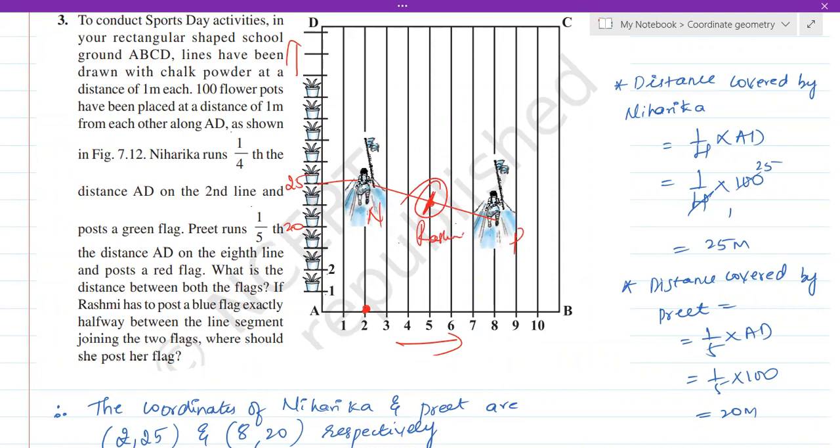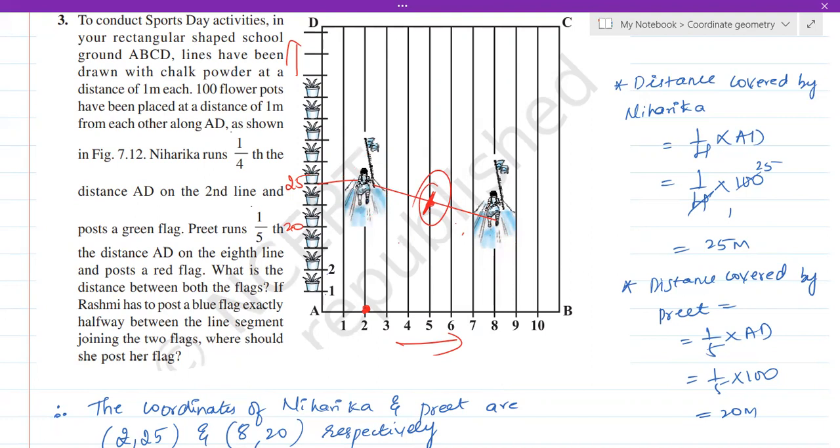So let me repeat it. It's very simple. In the question itself they asked where the flag should be posted, and it is given that it should be posted exactly in the middle. And we have to find the coordinates. To find the coordinates of this midpoint, first we have to find the coordinates of Niharika and Preet. That is the main task. So how do we do that?